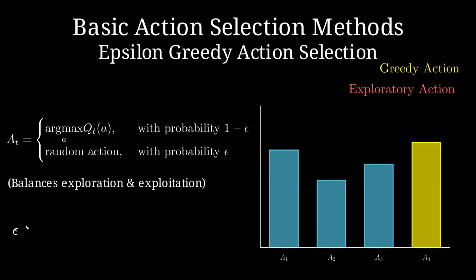The value of epsilon controls the balance between exploration and exploitation, as a high epsilon value leads to more exploration, helping the agent discover better actions, while a low epsilon value results in more exploitation, prioritizing immediate rewards. Choosing the right epsilon value is crucial to achieve a balance between learning and optimizing rewards over time.